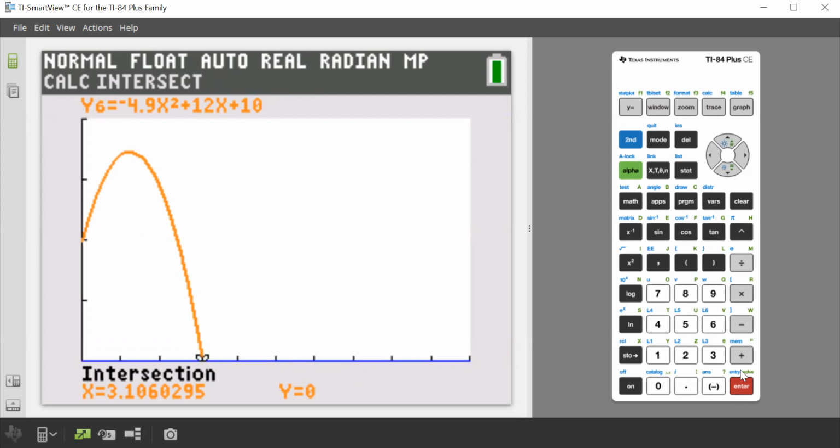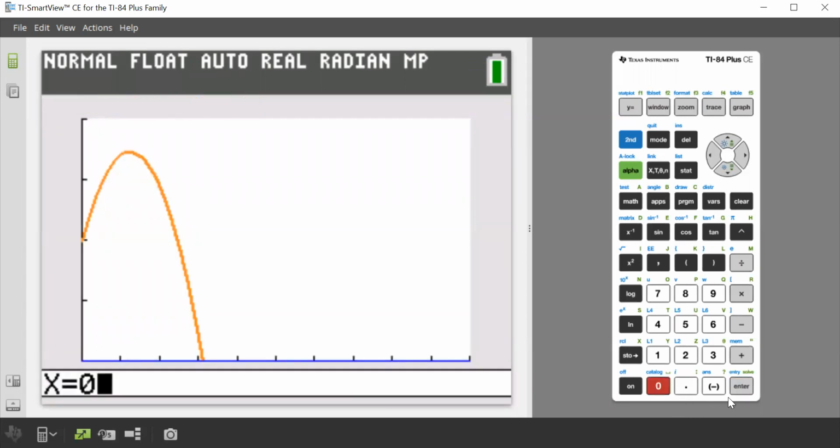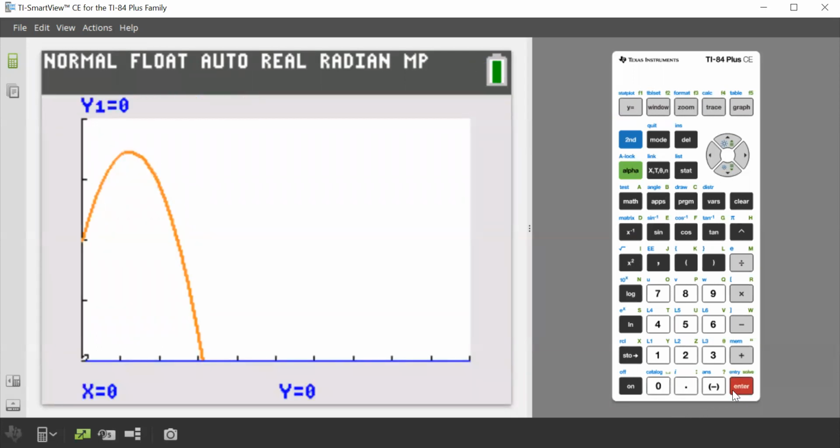Now, what height did I launch it from? Well, I launched it from a height when time was 0. That's when it was in my hands. So I'm going to go second, calc, value, 0, enter. Oh, I'm on the wrong line. I'm just going to hit my up arrow, and there it is on my orange graph. My orange Slurpee left my hands at a height of 10 meters.